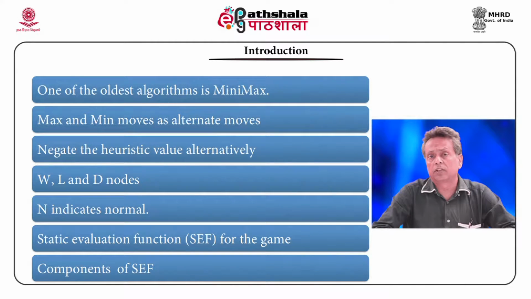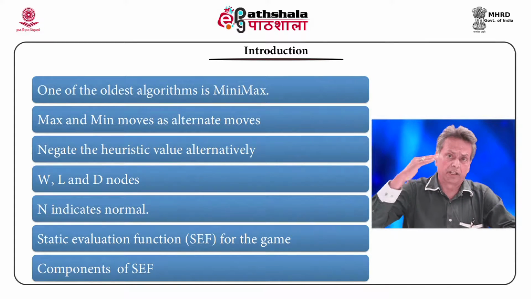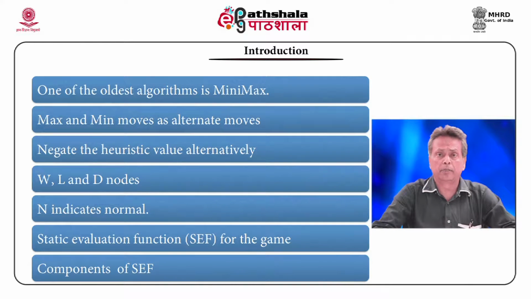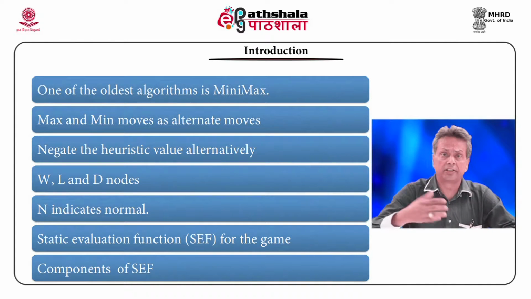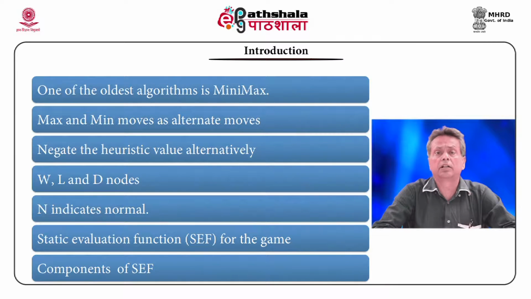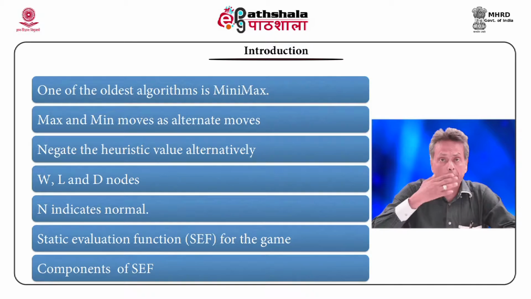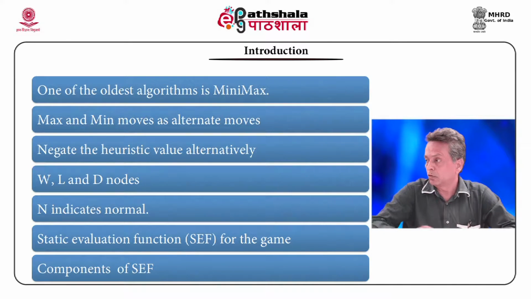MiniMax algorithm is one of the oldest algorithms of game playing. Why is it called MiniMax? Because it works with the search tree where you have alternate layers of min and max layers. We have already seen the min layers are where the opponent is playing and the max layer is where we are playing. Okay, so that is what we are going to look at.